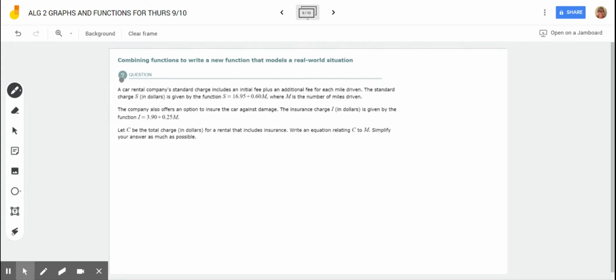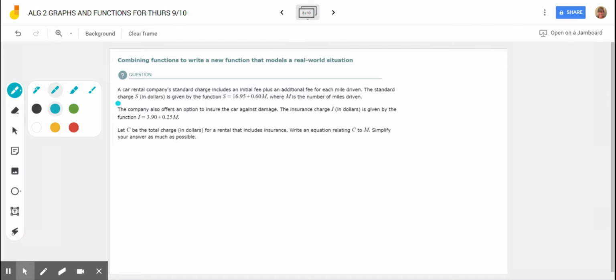Next, combining functions to write a new function. All right, a car rental company's standard charge includes an initial fee plus an additional fee for each mile driven. This is really typical, by the way. A lot of problems come this way. They'll be like, okay, they charge you this, and then this is the rate beyond that. And that is very typical of a car company anyway.